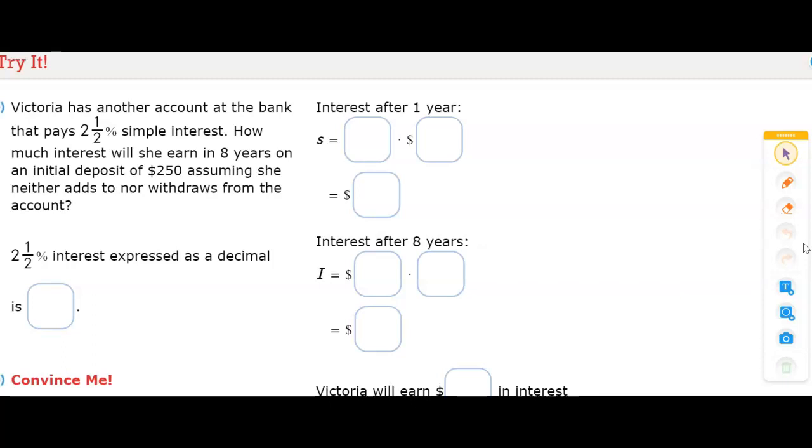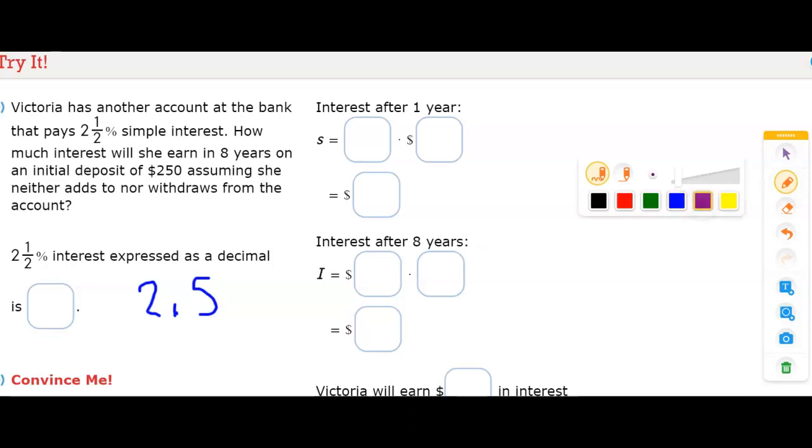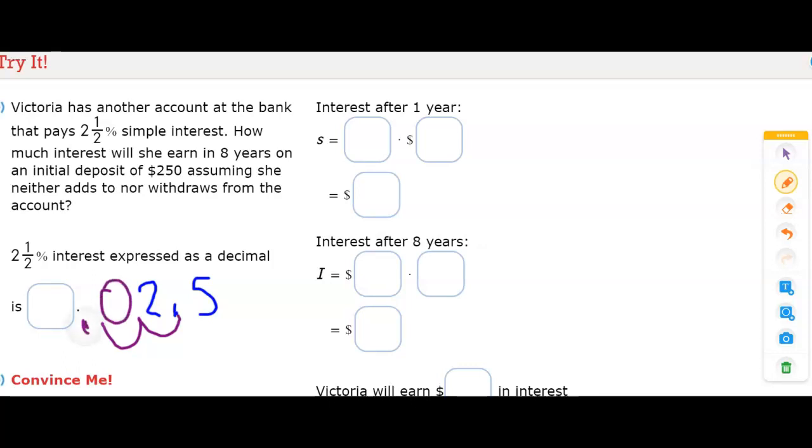First, we have to take the 2.5% interest and express it as a decimal. So we have 2.5, but first, we have to take the decimal and move it to the left 2 spaces, 1, 2. And so our new decimal that still represents the 2.5% is 0.025. So now we are going to follow the steps.